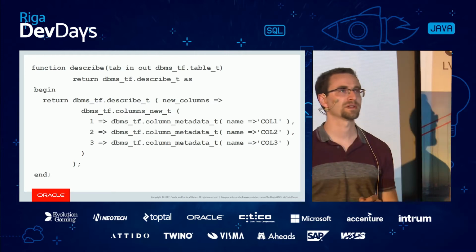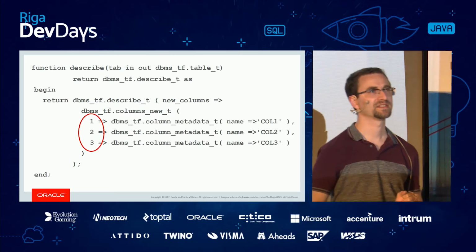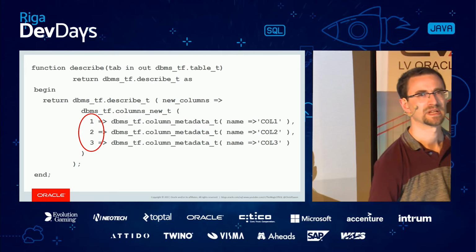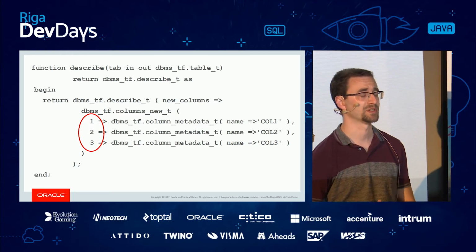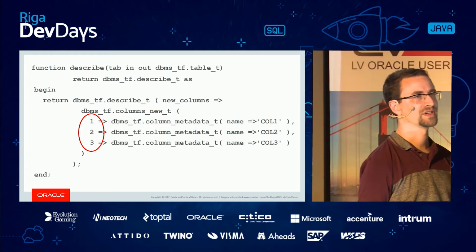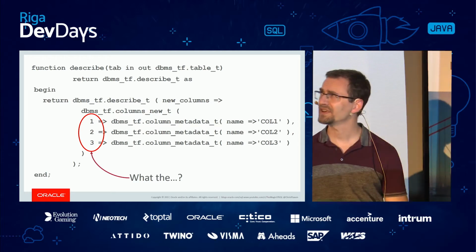jump back to this describe function. And some of you may notice something a little bit interesting on this. And that's these values here. So we've got these 1, 2, 3 here. You might be going, well, what are these? Because they can't be parameter names to a procedure or function, because they are numbers. And unquoted identifiers in Oracle database must start with a letter. So what on earth are these?